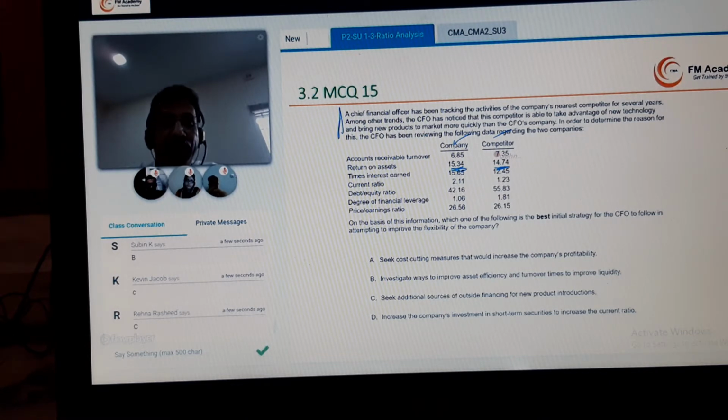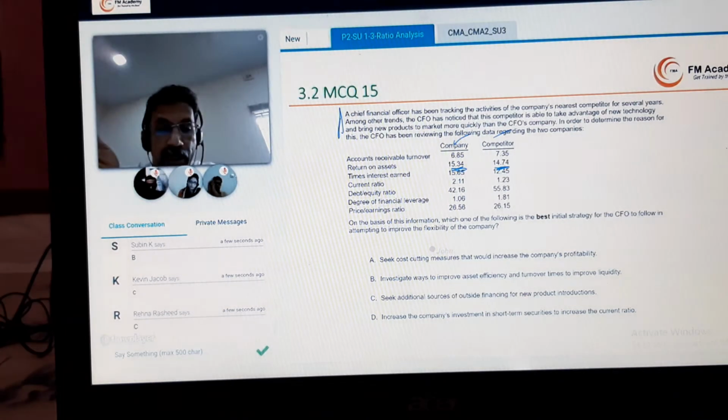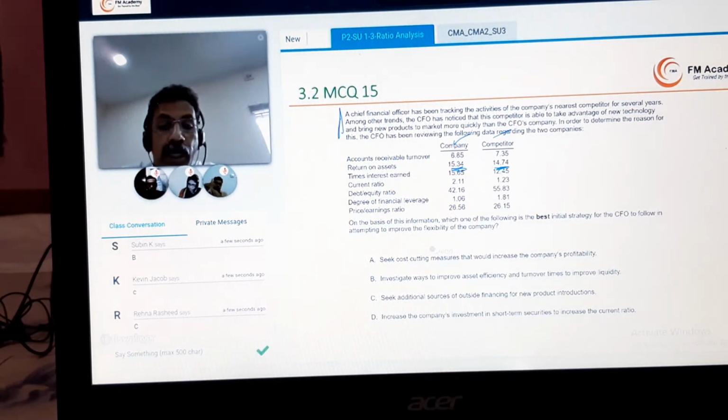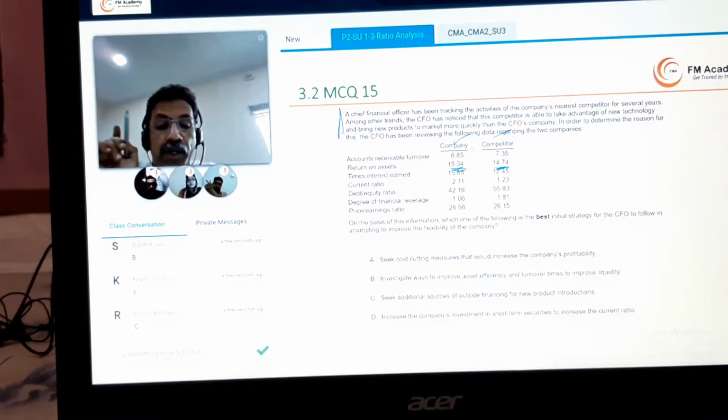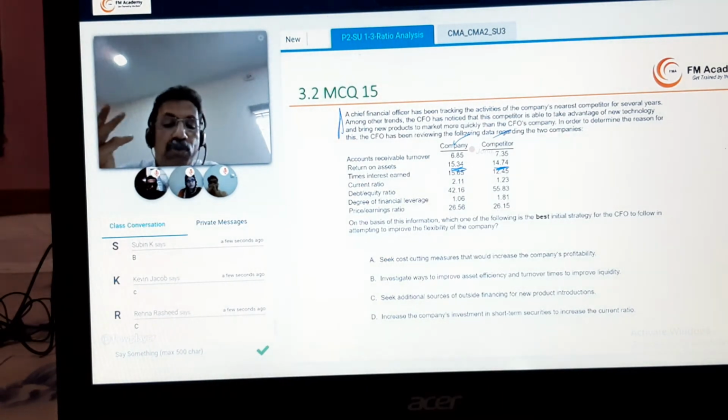So when you are having a very comfortable profitability, when you still go for cost cutting measures, then your operational flexibility will come down, not improve. So you don't have a real need to really improve the profitability because you're already better than your competitor. Return on asset is a very good profitability measure. And you should also understand that when you really go for cost cutting, that will really affect your flexibility, right? Operational flexibility, I think. So this is not correct.